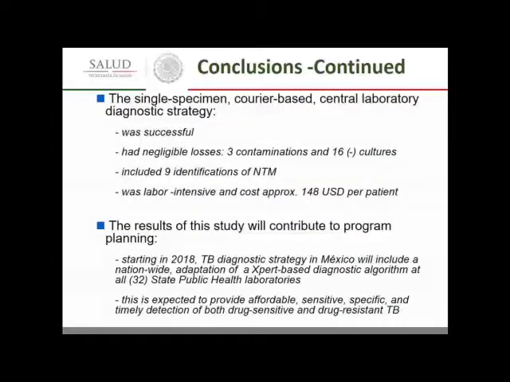Our single specimen courier-based central laboratory diagnostic strategy was successful, had negligible losses, included 9 identifications of NTMs, and was labor-intensive and costly. The results of this study will be used for planning future programmatic changes. In 2018, Mexico Public Health Laboratories will begin an adaptation of a GeneXpert-based primary TB diagnostic strategy. This innovation is expected to provide affordable, sensitive, specific, and timely detection of both drug-sensitive and drug-resistant TB for patients in all 32 Mexican states.